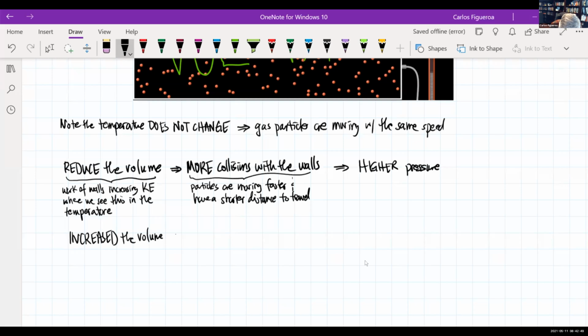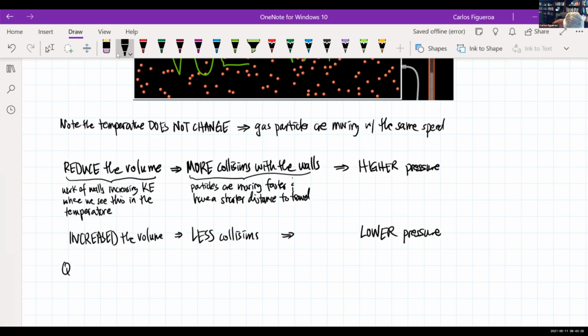And as a consequence, we saw that there were less collisions. And the reason why there were less collisions is that they're moving slower, and they have to travel farther to do that. And therefore, they have a lower pressure. And so the ideal gas law is telling you that that's exactly what should happen. And you can see that this is exactly the case here.